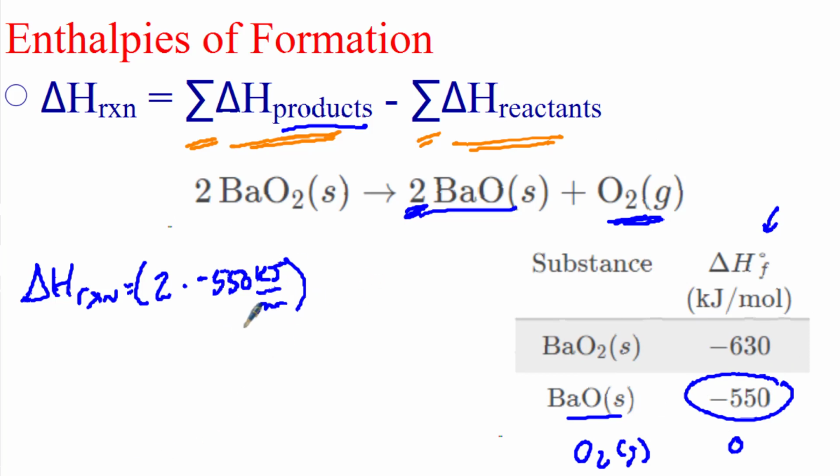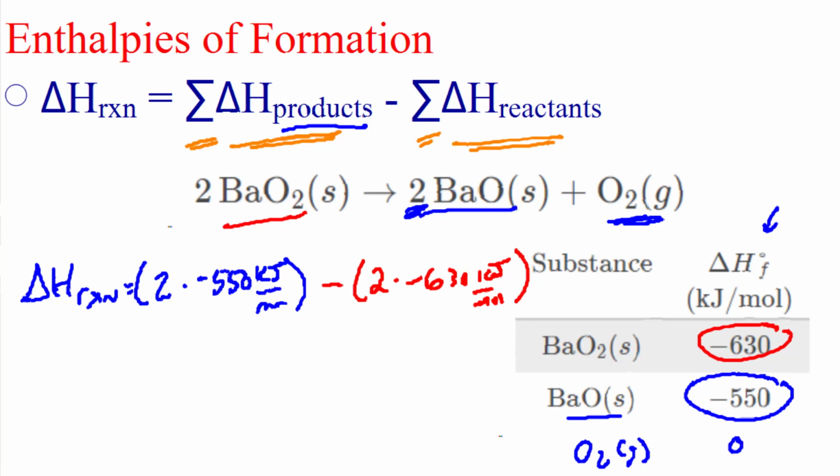Well, we're going to take these products minus the reactants. So what are my reactants? We have barium peroxide here, so BaO2, and we have 2 moles of it. And how much for BaO2 is negative 630? Negative 630 kilojoules per mole, okay? And so you can see this is a beautiful way to find the enthalpy of our reaction.